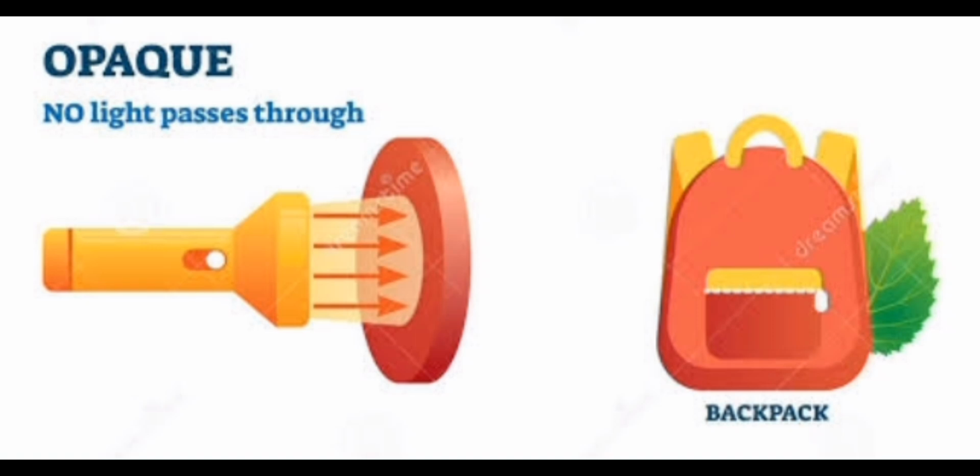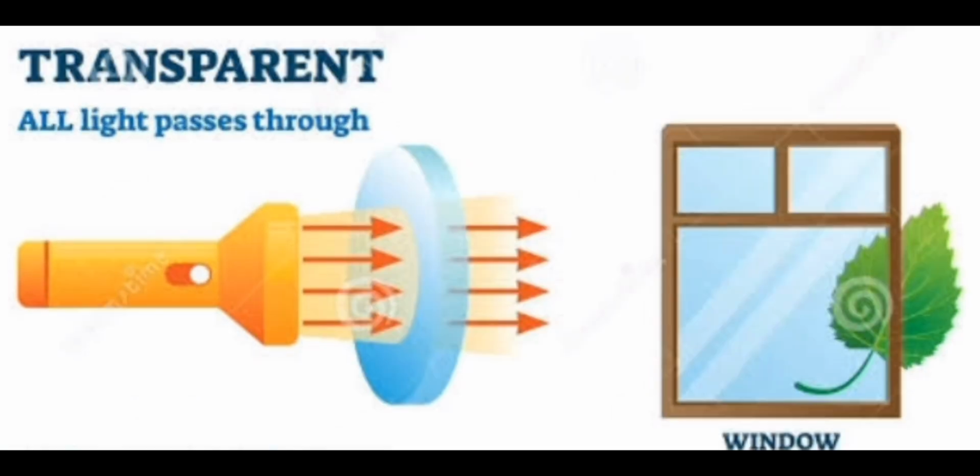But what about transparent objects? They are objects that allow light to pass through, and we can see things through them. We can see what is behind them. Like what? Like air, water, glass, and also lenses.